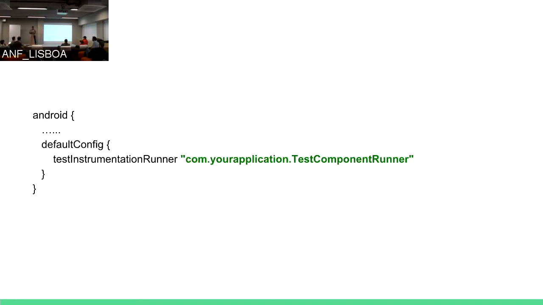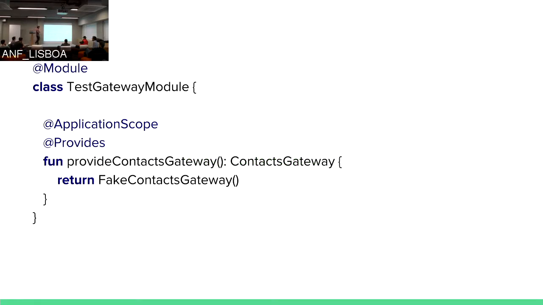And then I update the Gradle build script, telling it that the instrumentation runner is my instrumentation runner, the test component runner. I gave it a name. You can give whatever name you want. Mock runner, whatever. Yeah, this is the test gateway module. It will create a fake context gateway. You could use Mockito or whatever mock framework you want to create a mock here. I create this fake. I prefer fakes.